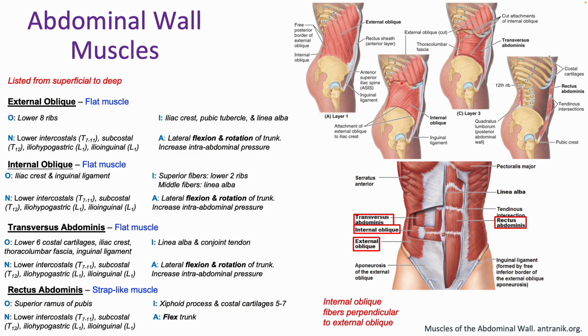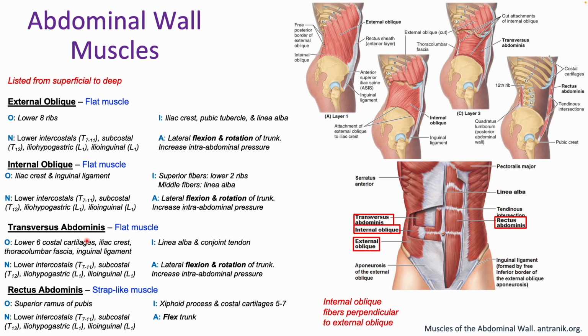We move a little deeper to that, so you can see that's retracted here or cut out, and we're going to see our internal oblique. So external is more superficial than internal. This is going to originate on the iliac crest here and the inguinal ligament. The superior fibers are going to insert on the lower 2 ribs up here, and the middle fibers down here are going to insert on the linea alba. Same nerve innervation and same action.